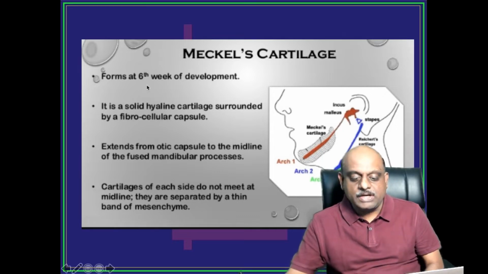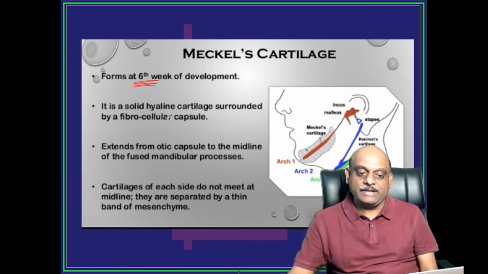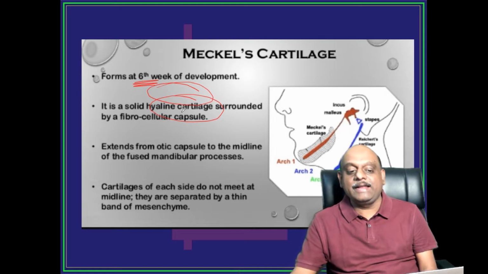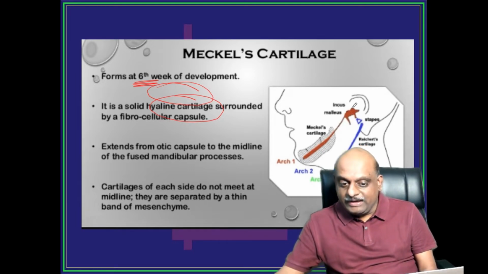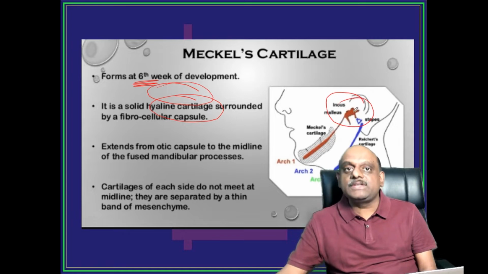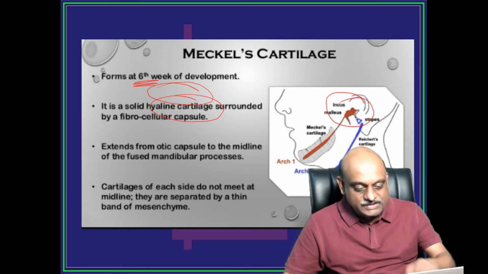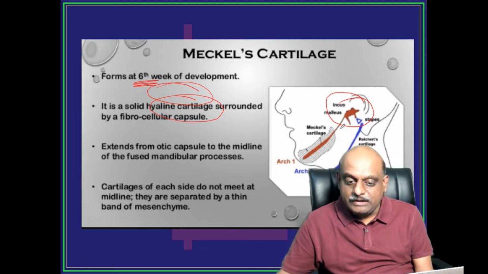So, Meckel's cartilage typically forms at the 6th week of development. It is a hyaline cartilage. It is made up of hyaline cartilage. One of the favorite questions of the examiner. You can see this is the Incus, malleus and stapes. This is the Meckel's cartilage which is extending.